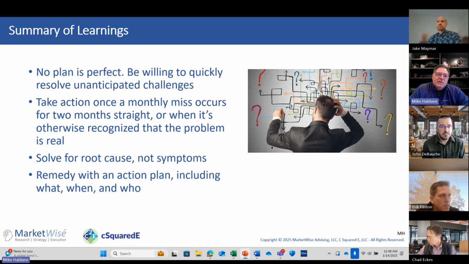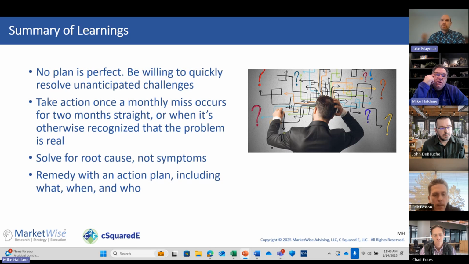So in terms of summarizing what we've learned, as we've talked about, no plan is perfect. They never are, they never will be. So being willing to quickly resolve the unanticipated challenges is key. And what I always tell my clients is, you should expect that we're going to discover things that we hadn't thought about once we get into executing this plan. And that's okay. That's to be expected. Expect the unexpected. The challenge, and what I try to set everybody up for, is to be willing to quickly jump in and resolve whatever those challenges are.